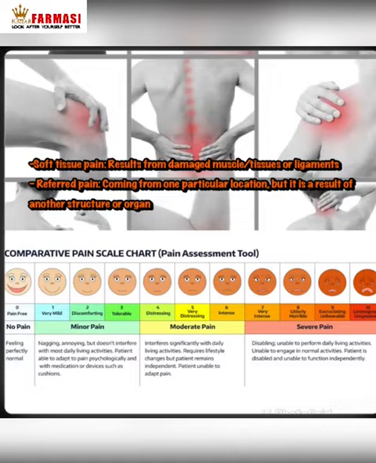So below I've included a figure called the comparative pain scale chart, which healthcare professionals show to patients to identify the degree or extent of their pain, so that we can pick out a proper pain management for them to manage their pain in a better way.